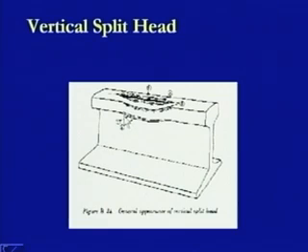This is a vertical split head condition, where this whole section has gone down and it is getting deformed in the downward direction. At the same time, at this location there is a crack getting propagated.